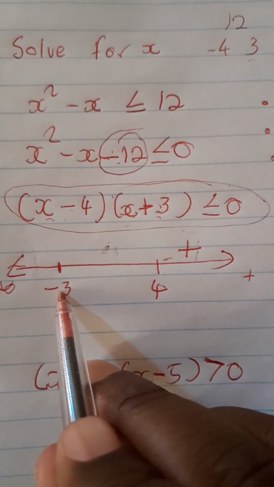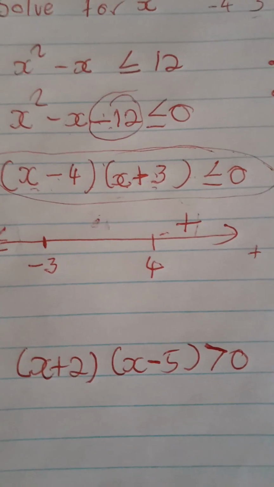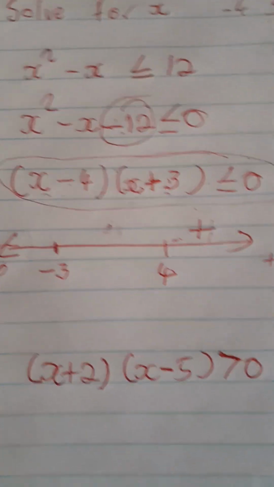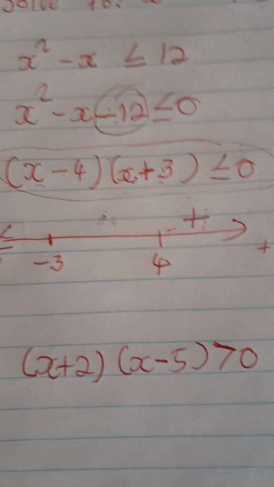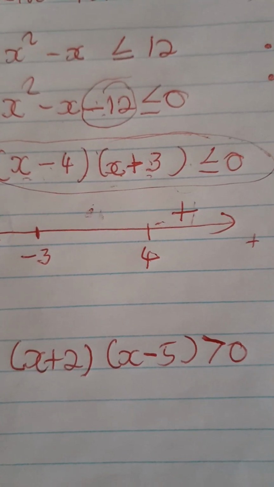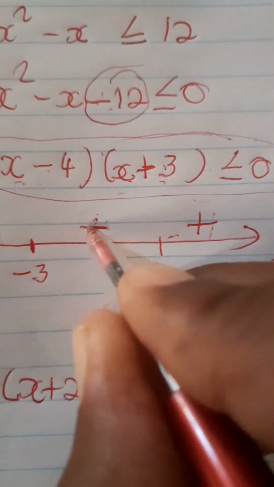So what about region B? We are going to look at the values that are between negative 3 and 4. Let's plug in 0 where there's x. If we plug in 0, we get negative 12, meaning that this side is negative.